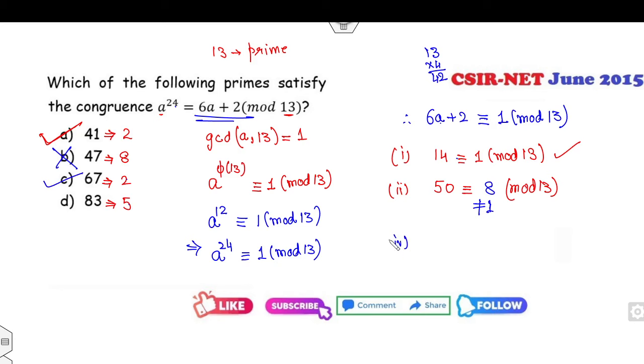Look at the fourth option. 5 times 6 is 30 and 32. What is the congruence modulus 13? It is 6, but I need a 1. So that option is cancelled. A and C are my right answers of this problem. Whenever you see raised to power and the modulus, always apply this theorem.